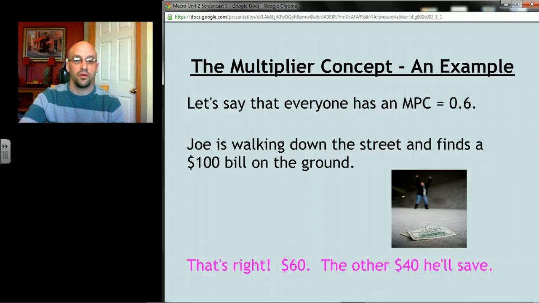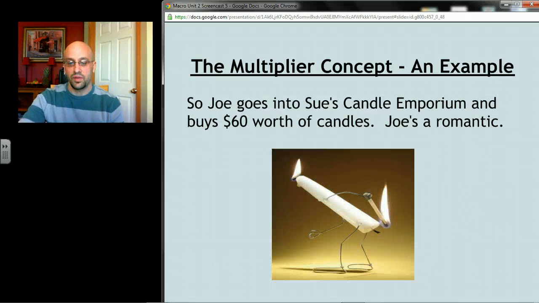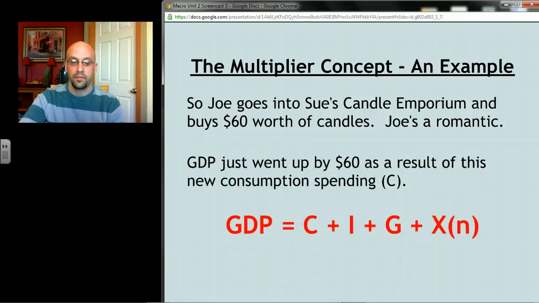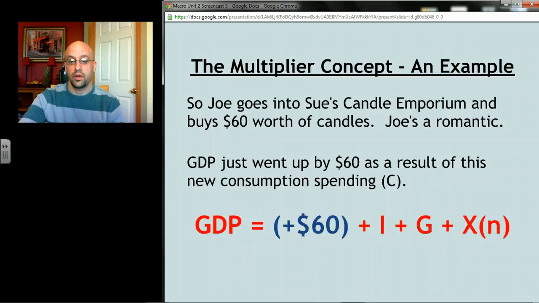So let's play that through. He goes into a candle store, Sue's Candle Emporium, and he spends his 60 bucks on candles because he's a romantic guy. Well, when he does that, it has an effect on C, consumption. Consumption's going to go up by $60, right? But that's not the end of the story.